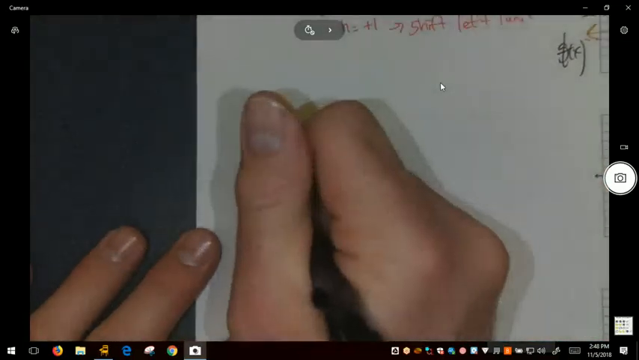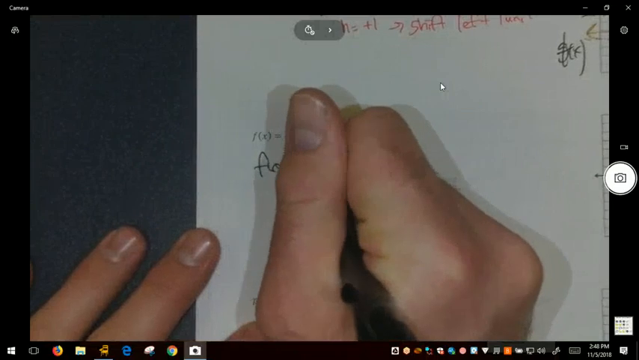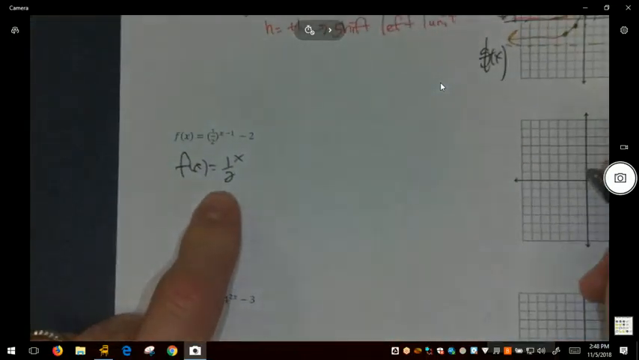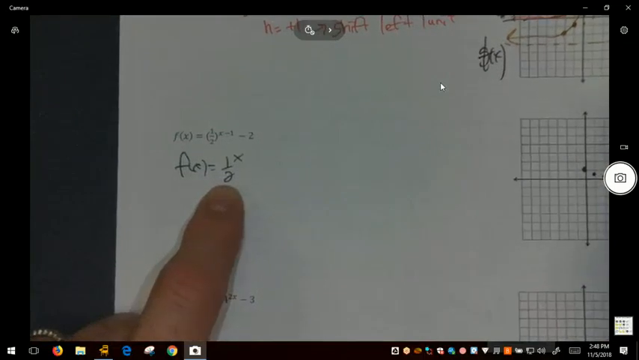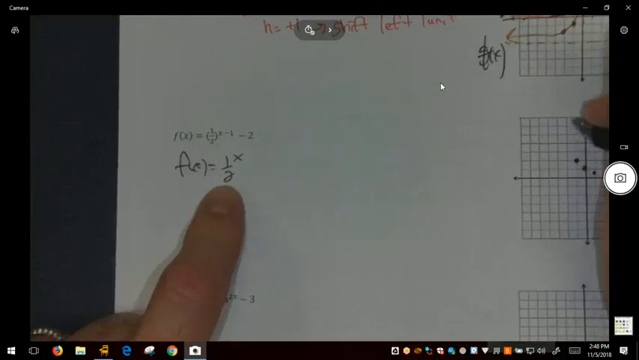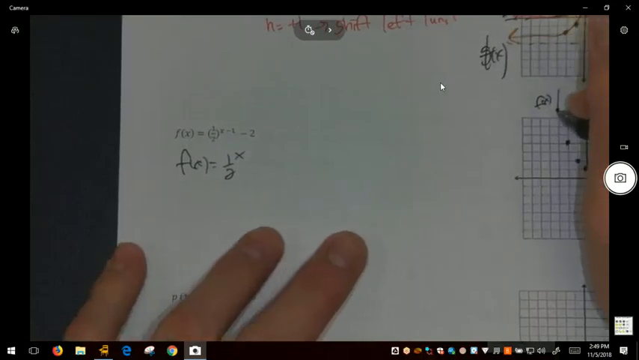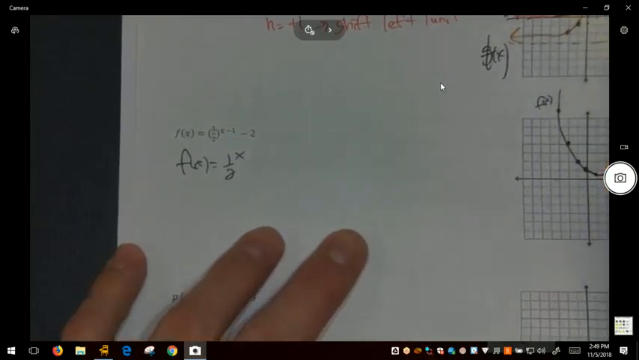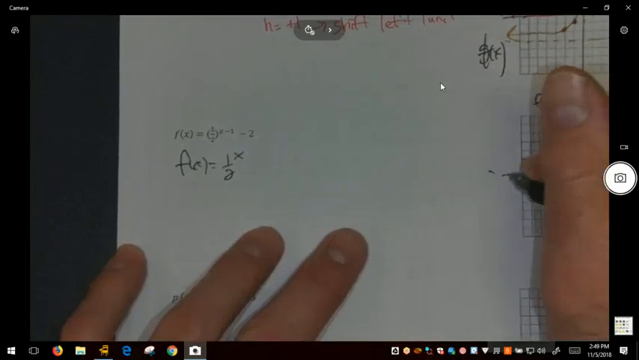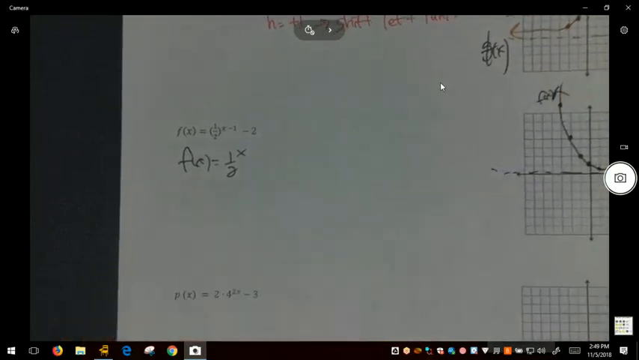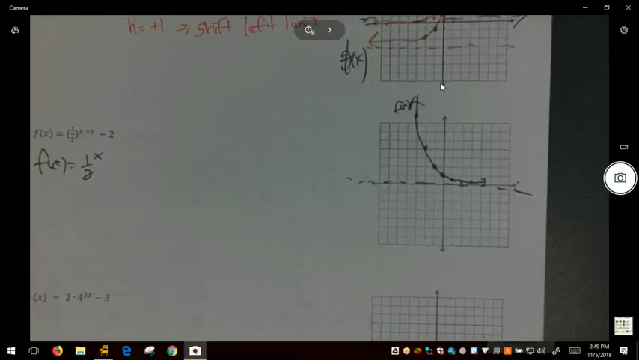For my next one, the parent function of f of x is 1/2 to the power of x. 1/2 to the 0 power is 1, 1/2 to the power of 1 is 1/2, squared is 1/4, cubed is 1/8. The negative first is 2, to the negative second is 4, to the negative third is 8. So there is f of x. It is exponential decay because it's decreasing exponentially, and then exponentially approaching this horizontal asymptote at y equals 0.